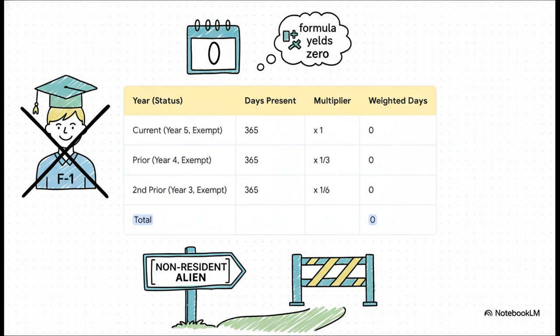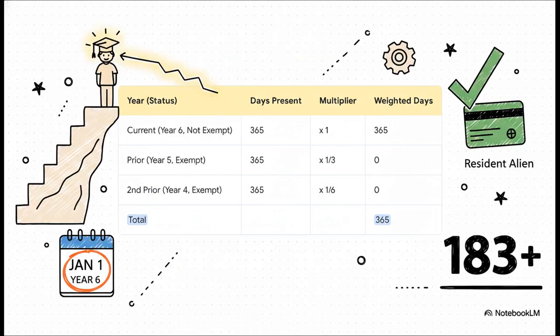So the formula adds up to a big fat 0. You're well under 183 days, so you remain a non-resident alien. But now, watch what happens in year 6. The clock strikes midnight on January 1st. The shield is gone. Let's say you're here all year again.